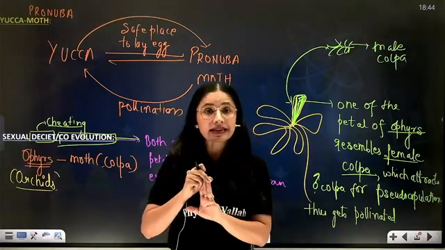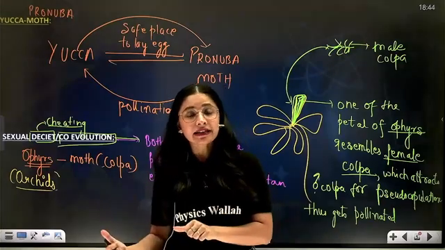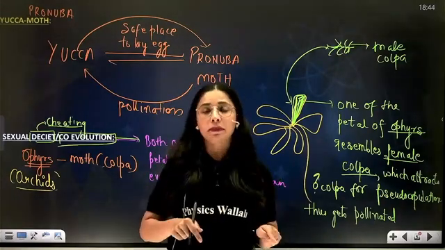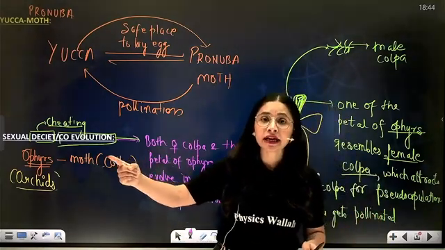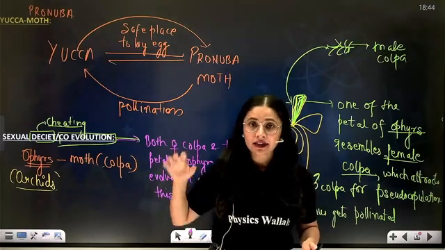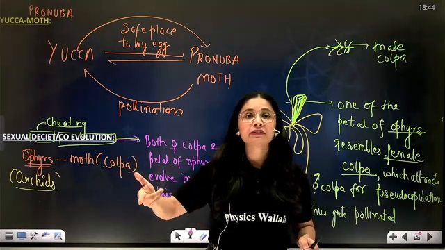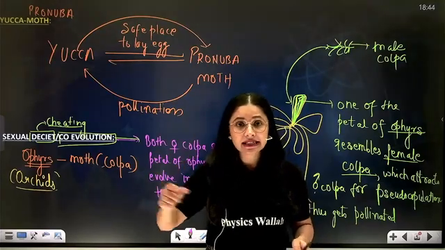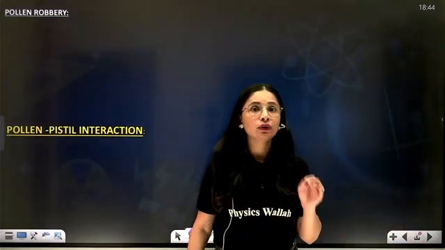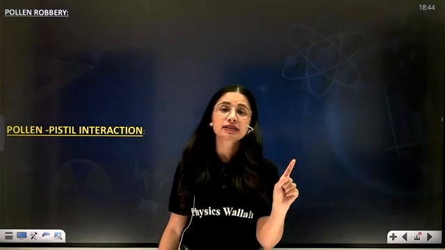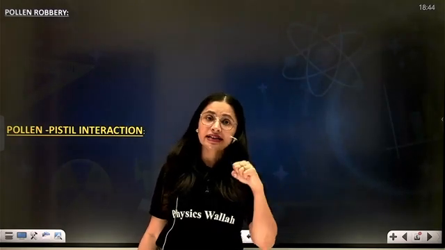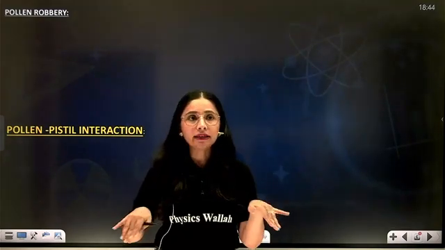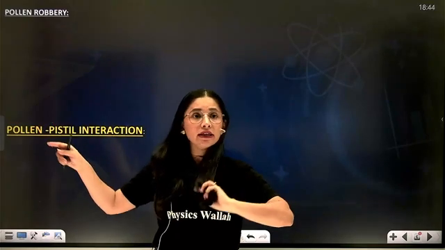So 3 examples we have done, where 2 are of mutual association, 1 is of sexual deceit or co-evolution. Now the next example is where the insect is doing the cheating with the plant. Here you have seen that the plant is doing the cheating with the insect. How? Calling the insect without giving them the benefit, itself gets pollinated. Now in the next example, I am going to tell you how the insect cheats the plant. That is, the insect takes away the nectar, takes away everything from the plant, but without pollinating them. This is called pollen robbery.